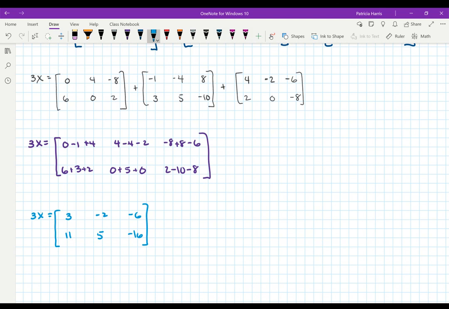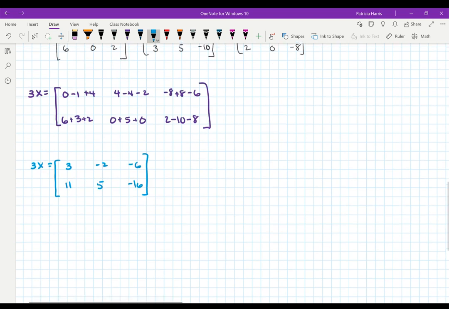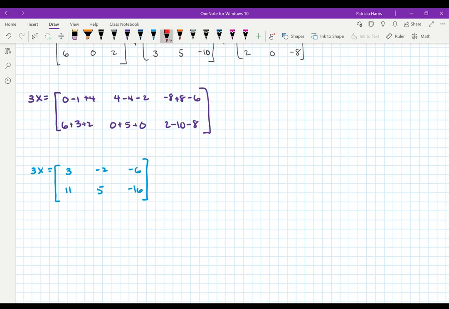Okay, so there I have 3 times x. Now, to take care of that 3, what I'm going to do is I'm going to multiply by the reciprocal, because it's actually easier to see. So I'm going to go 1/3 times 3x is equal to 1/3 times my matrix. And I'm going to get fractions, and that's perfectly fine.